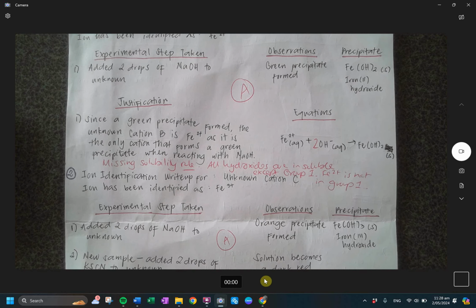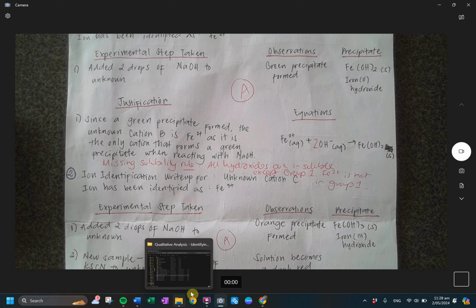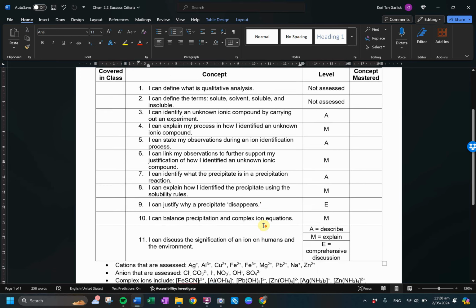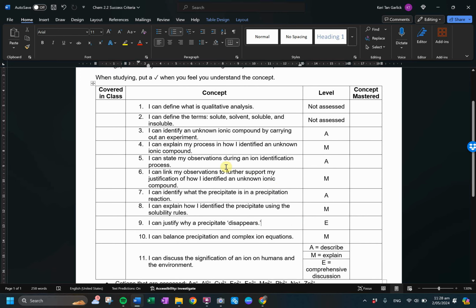However, when we look at the assessment criteria, let me pause and find it. Oh, it's on the Word document. This is the checklist that I gave you, and I have broken it down into the different achieve, merit, excellence criteria. This one here, I've explained my process and how I've identified the unknown ionic compound, was the justification section, at merit level. For the excellence, I did not include it in here, I should add that in. Here we go, this is what I want.